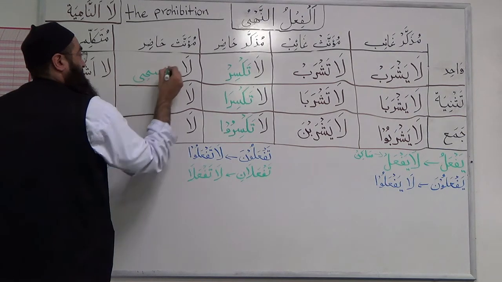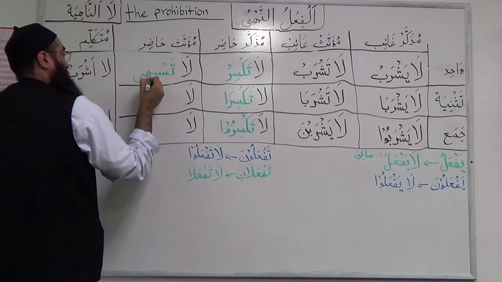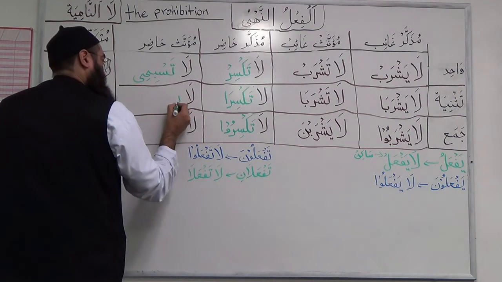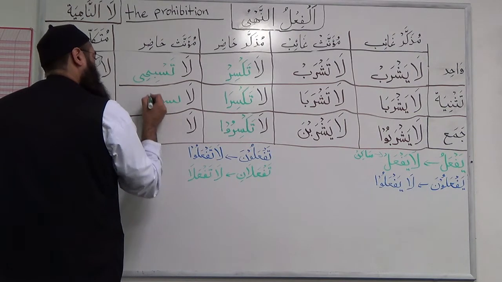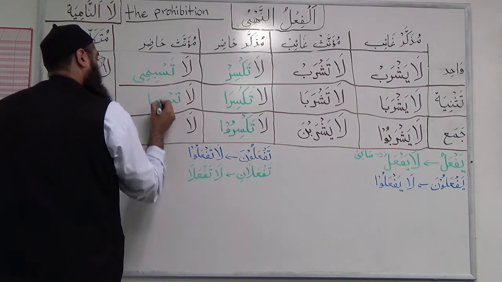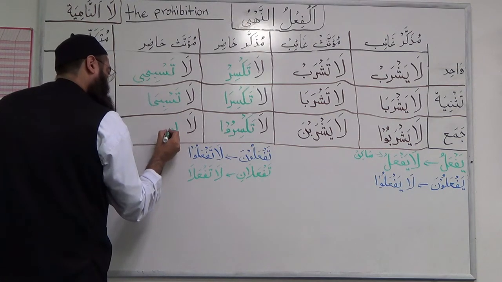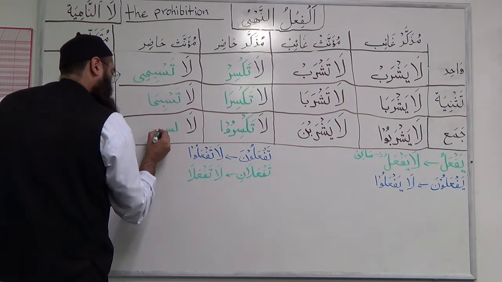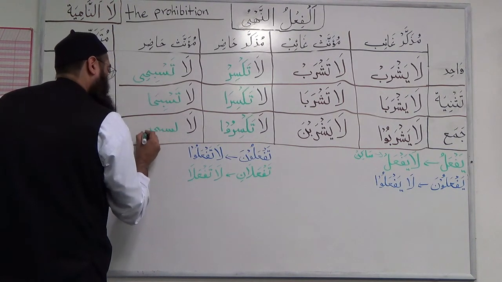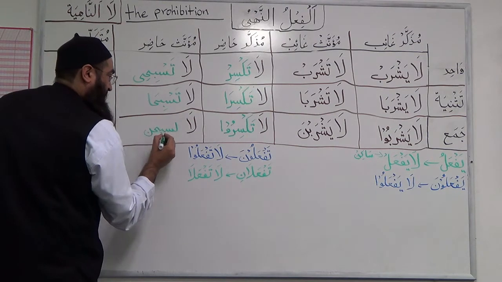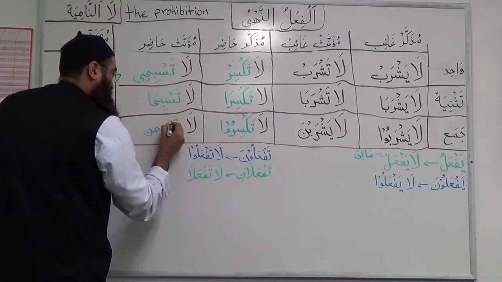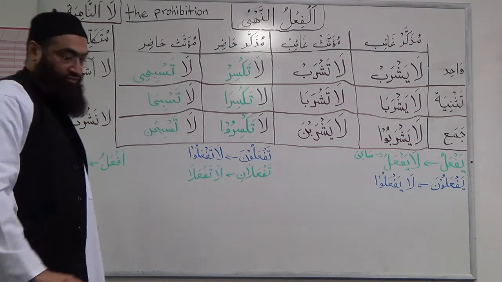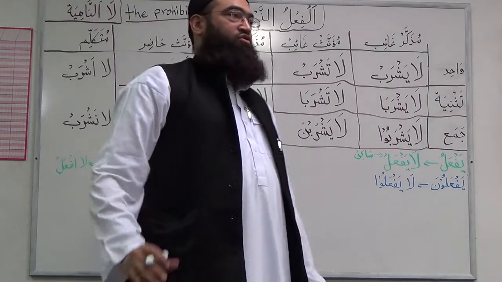Good. La tasbihi. Alright, you two ladies, don't swim. Good. La tasbiha. And all you ladies, don't swim. Hibna would be half first and ba, but we have a ba first. So tasbihna. Okay? Alright, so this is sibaha, to swim.